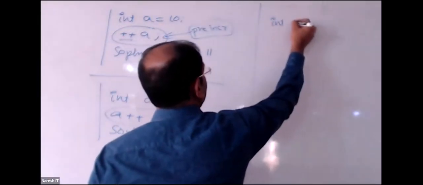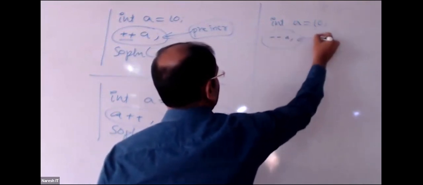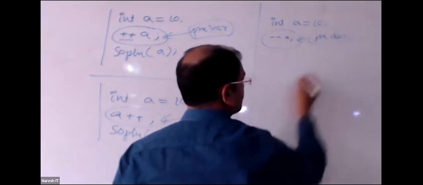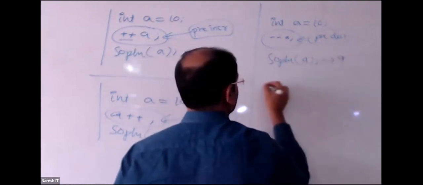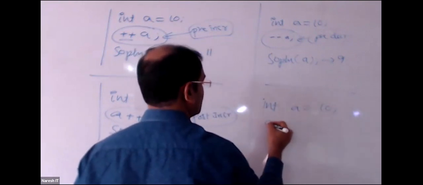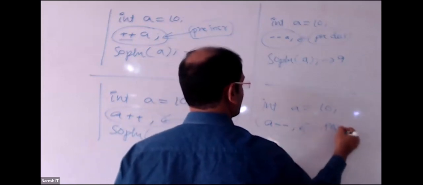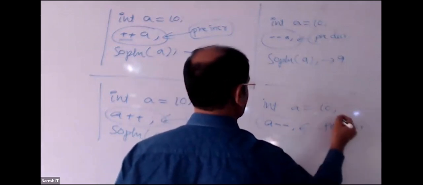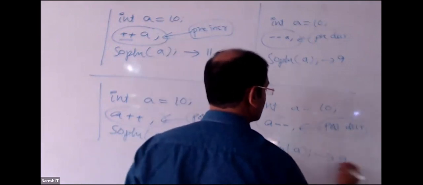Okay. Int a equal to 10, --a. What is this? Pre-decrement. Okay. Now System.out.println(a). What is the value? 9. 9. Next, int a equal to 10. Now I'm writing a--. What is this? Post-decrement. Okay, System.out.println(a). What is the output? 9. Okay.